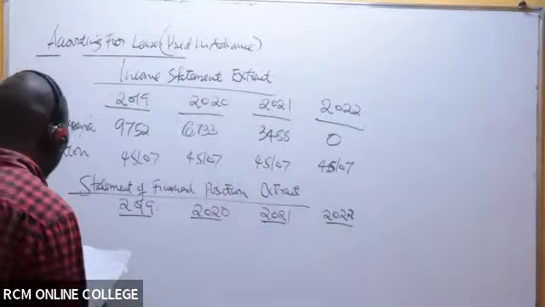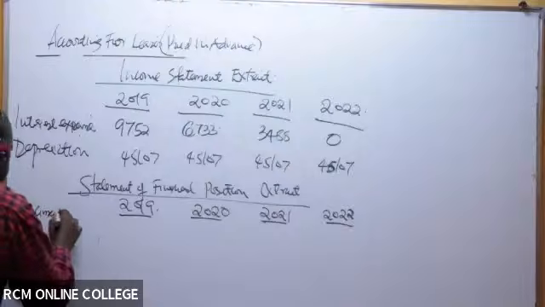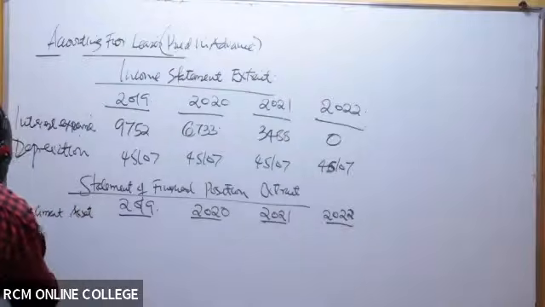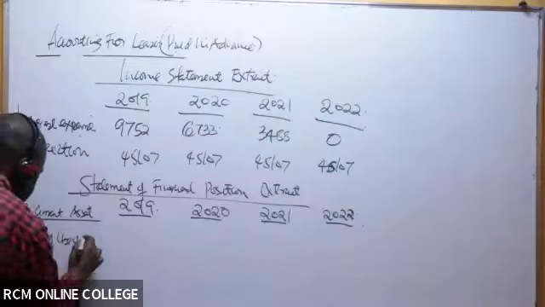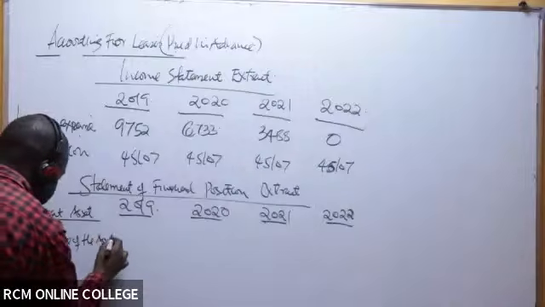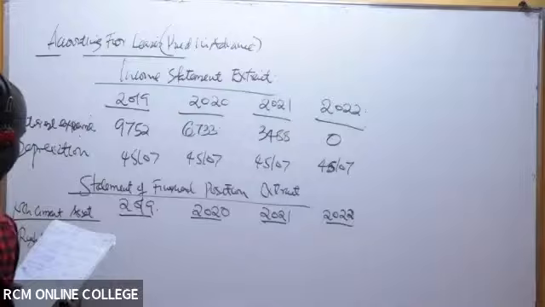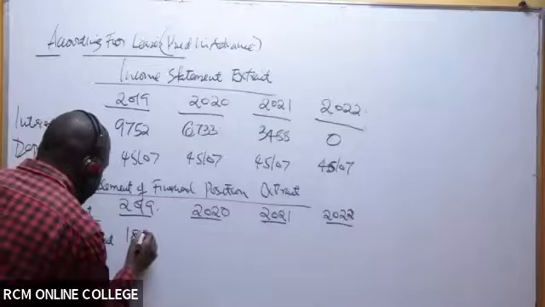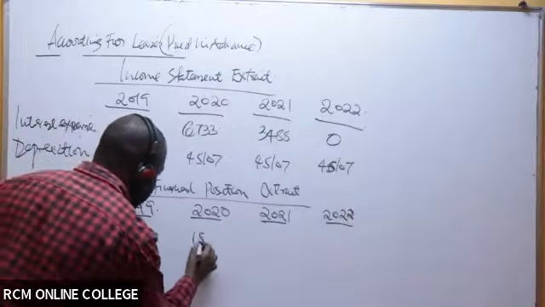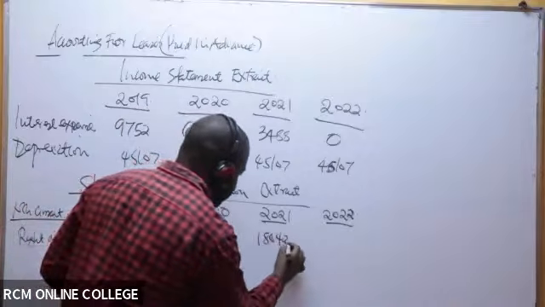So in this case, we'll obviously have the non-current asset. Under non-current assets, we have the right of use of the asset. So the right of use of the asset here, of course, in this case, was how much? We computed it as 180,428.